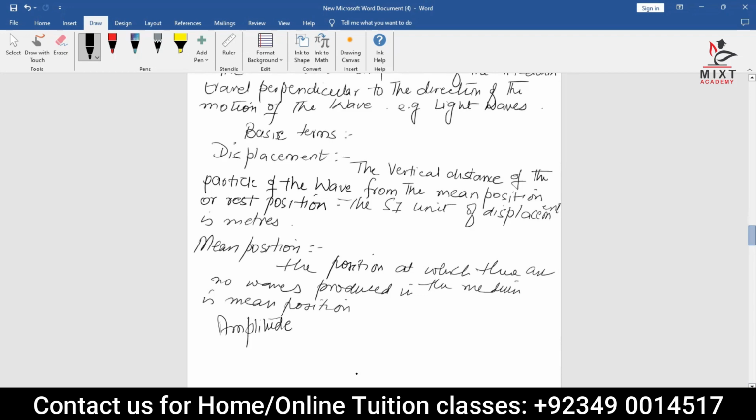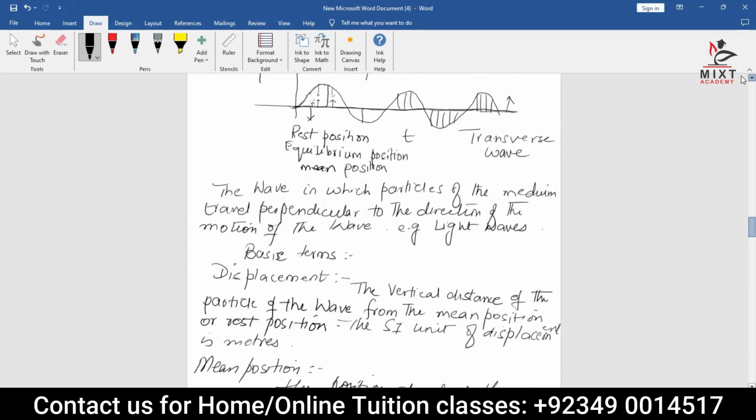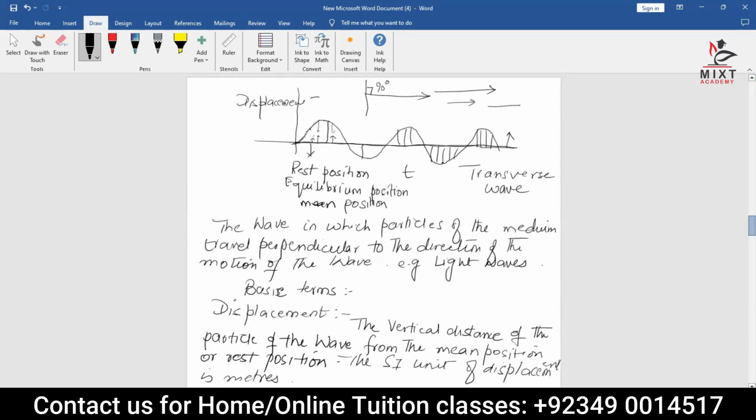Amplitude. Who will tell me what is amplitude? In this diagram, Sir, how big the waves are? How much distance there is between the waves? No. It's not the distance. See, when we were talking about the displacements, we say how much displacement your particles are moving with respect to the mean position, right? Now, the maximum displacement from the mean position is called as amplitude.